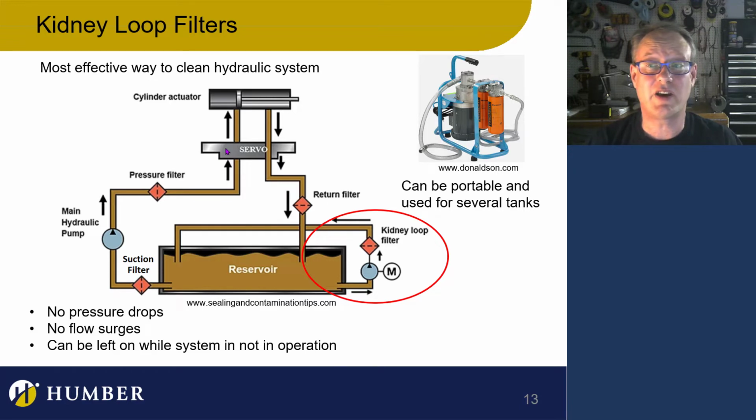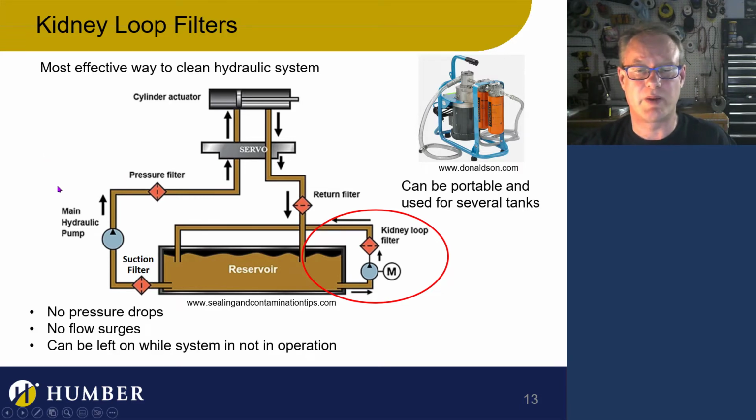Plus, the other thing is that you can operate the kidney loop at night or any time during the downtime of the machine. You can put your kidney loop on and run it all night long, and it really cleans the fluid. Again, your first line of defense for any hydraulic system is going to be the fluid. Keep the fluid clean. Tiny, tiny little particulates can really make a mess of all hydraulic components. Everything. It doesn't matter what it is. It can be a really big problem.